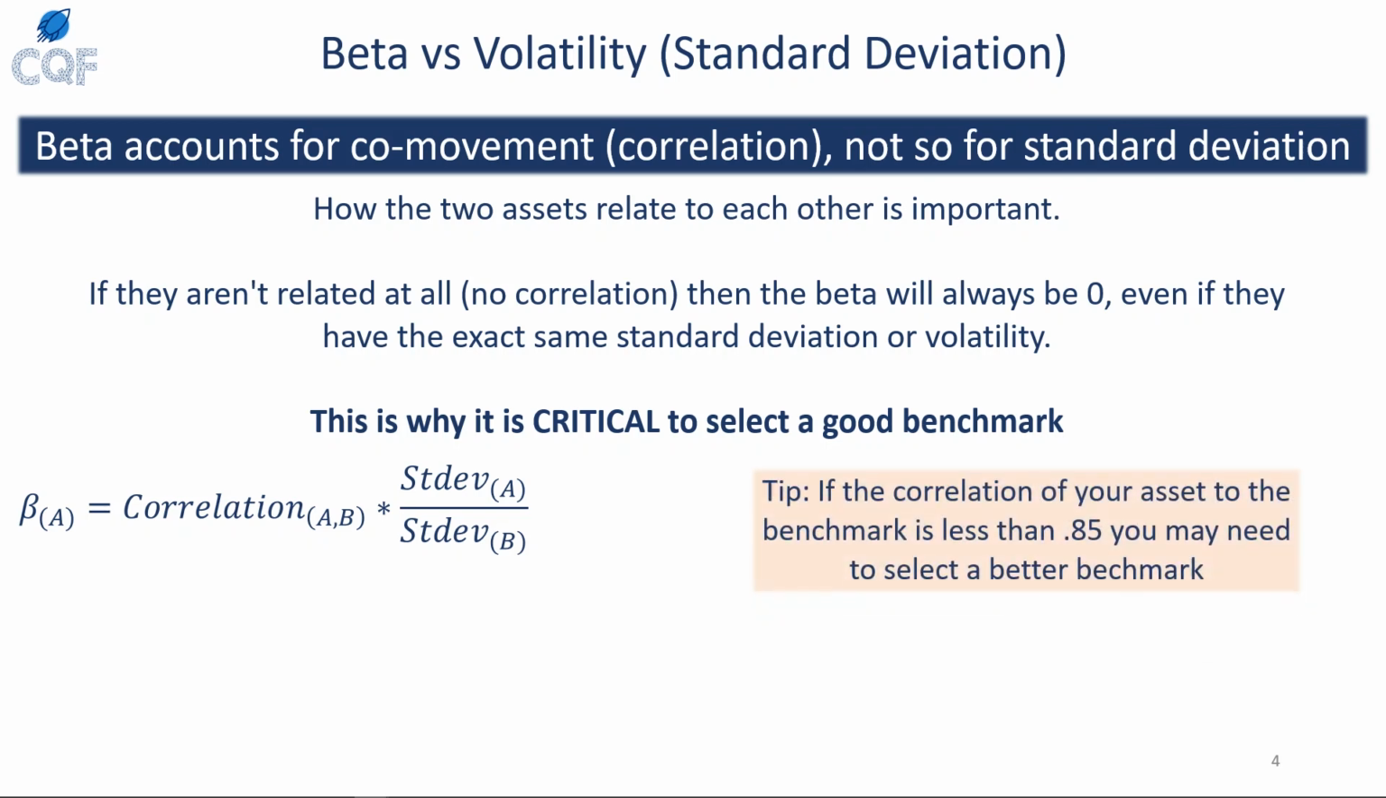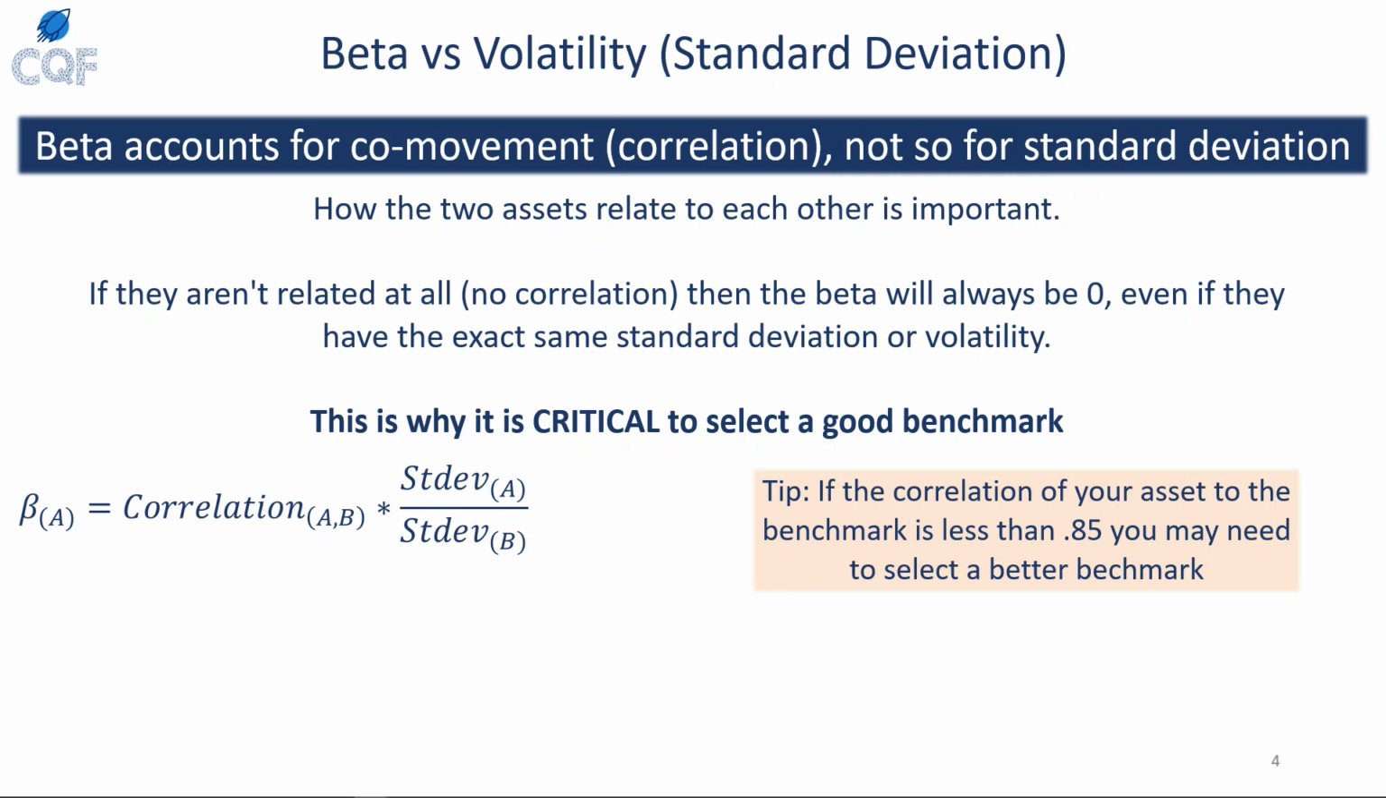That is why it's incredibly important to select a good benchmark. Having a low beta doesn't necessarily mean you have a low risk asset or a low risk portfolio. It means that the systematic risk related to the benchmark you've chosen is low.